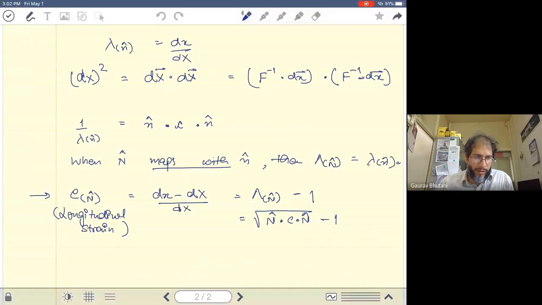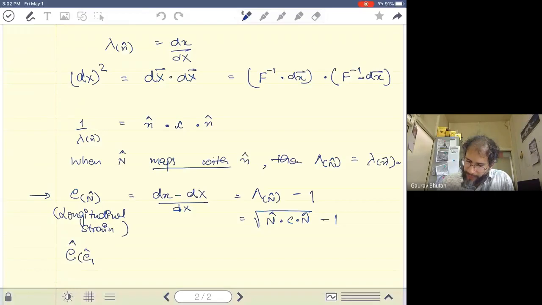Now let's see what happens if we take capital N hat in a certain direction. So let's say that we are talking about the E1 direction. So in that case, our N hat is in the E1 direction. So if I take square root of E1 dot C dot E1, this is nothing but C11.